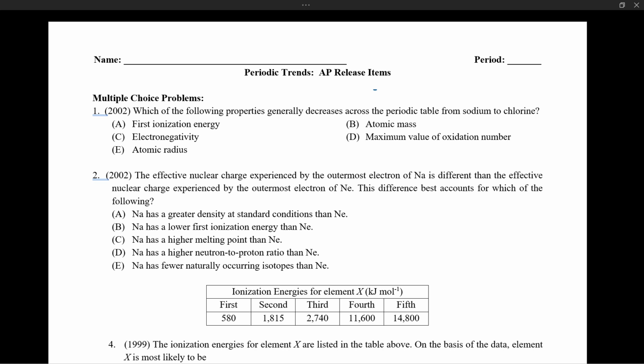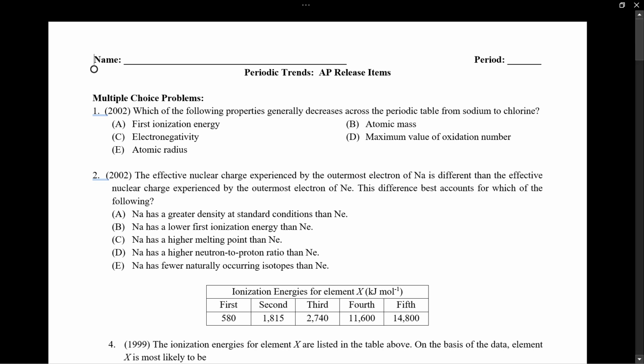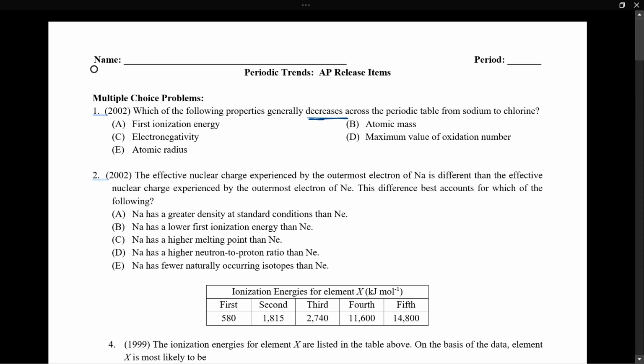Hello. In this video, we're going to talk through some periodic trends AP release questions. Some of them are multiple choice, some of them are free response. So this first one, we want to know what property generally decreases across the periodic table from sodium to chlorine.